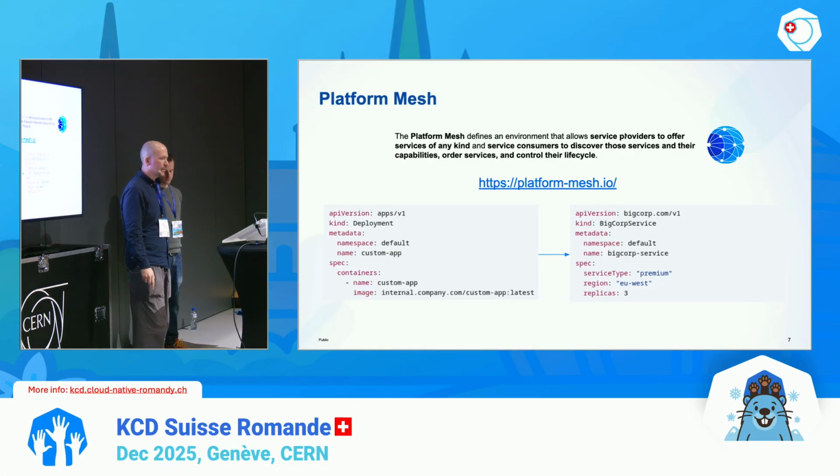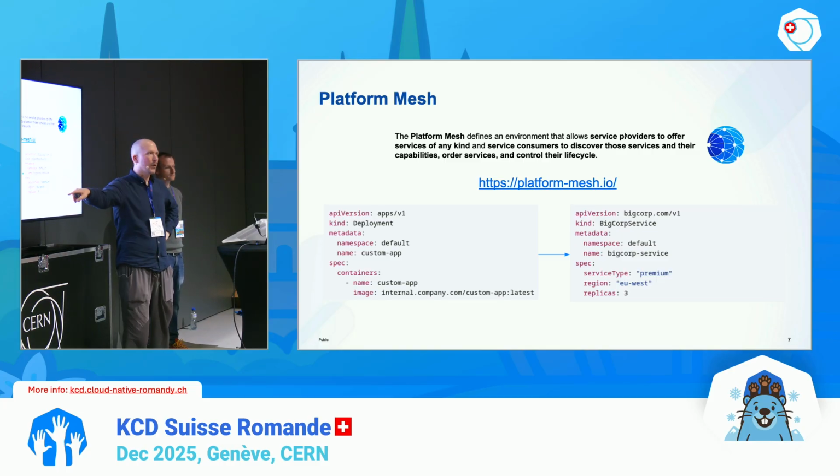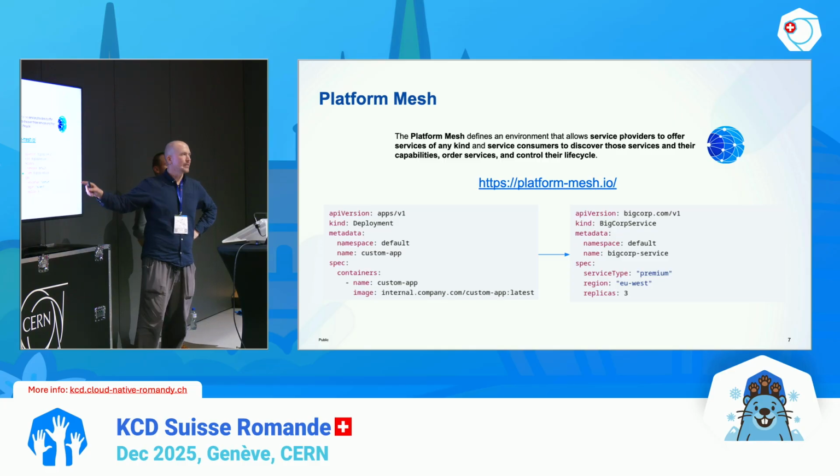The platform mesh defines an environment that allows service providers to offer services of any kind and service consumers to discover those services and their capabilities, order services, and control their lifecycle. That means you go from that you create a deployment. When you order a service, you just order a service by creating a Kubernetes resource.